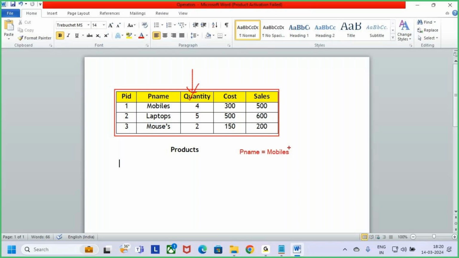So totally there are 3 product details in the table, but in the output I want to get which product details? Product name is equals to what? Mobiles. So how many products are there with the name equals to mobiles? Only one product. So in the table I have 3 products, but in the output I want to get what? If the product name is equals to mobiles, then only I want to get in the output. Now see, what is the operator I'm using here? Equals to operator. Equals to means matching records. Whatever the value you are passing, exactly matching records will come in the output.